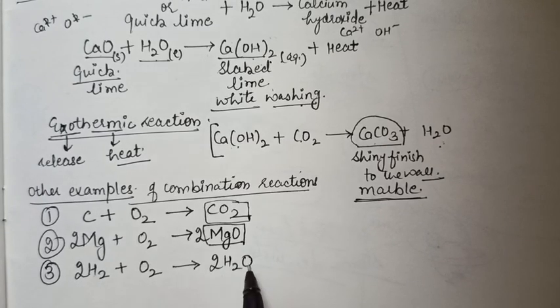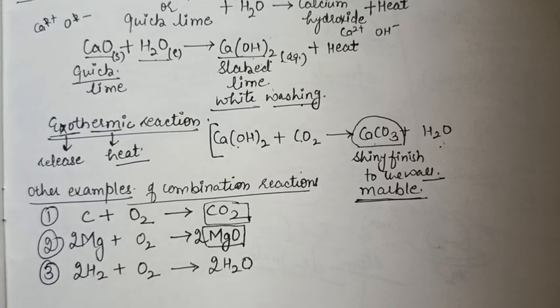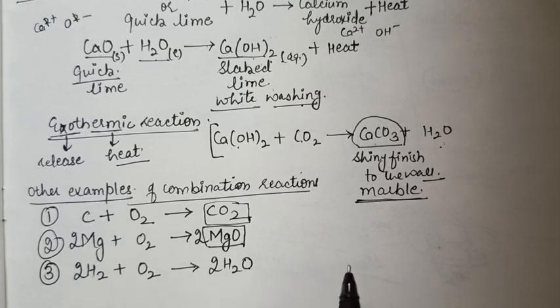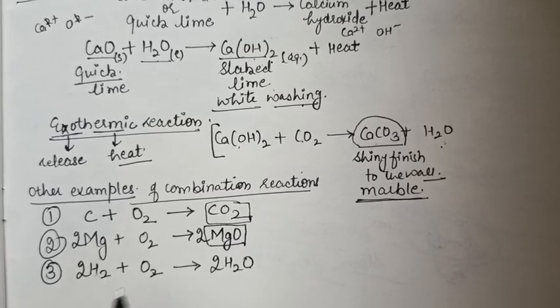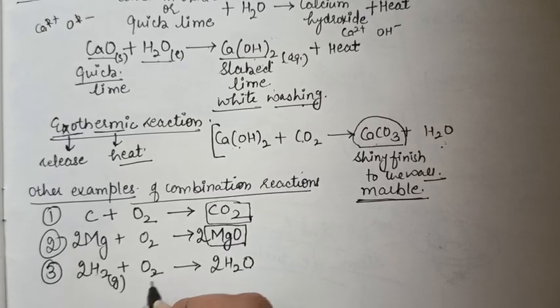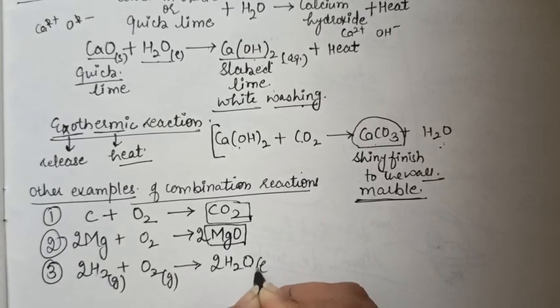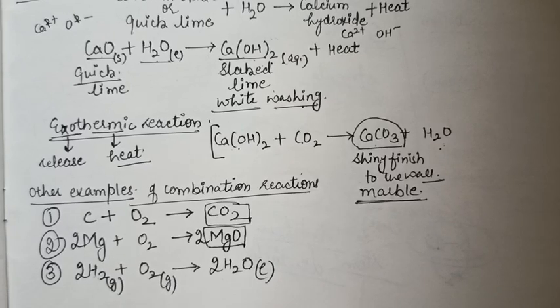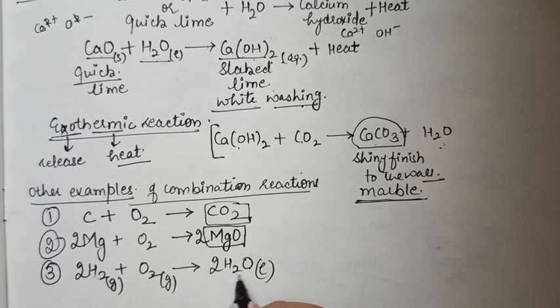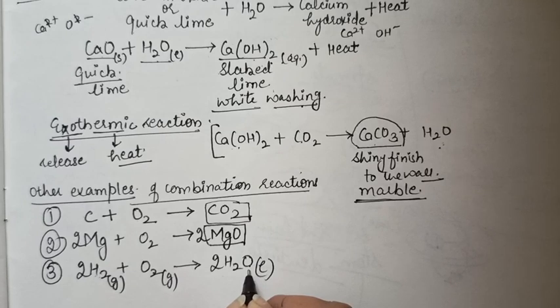So this is the combination reaction, but it is not an exothermic reaction, because in this reaction the heat is not released. H2 plus O2, these are in the gaseous form. When they react, they form water, that is H2O. It is an example of a combination reaction but not an example of an exothermic reaction.